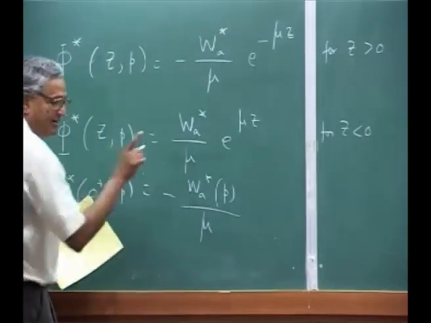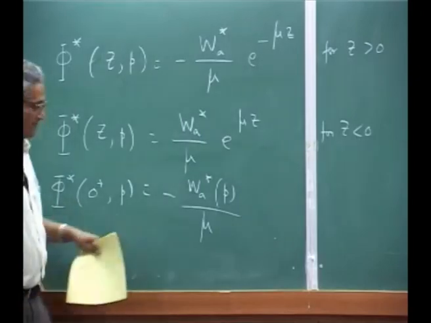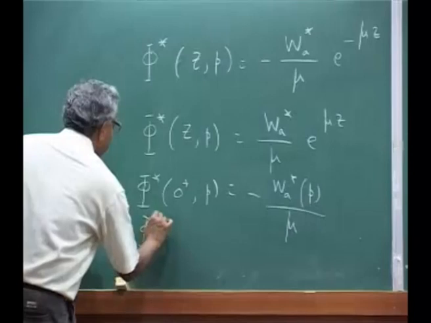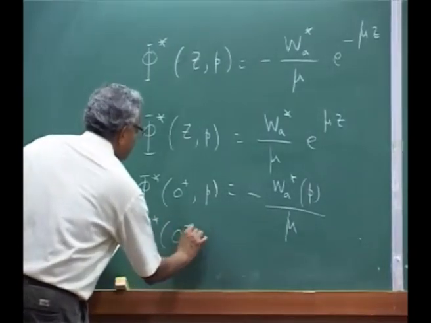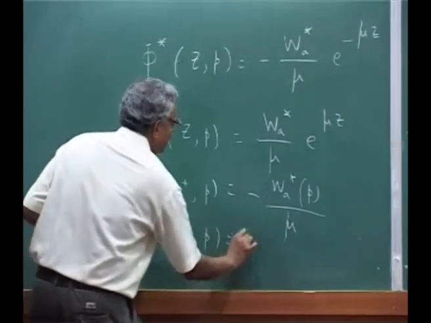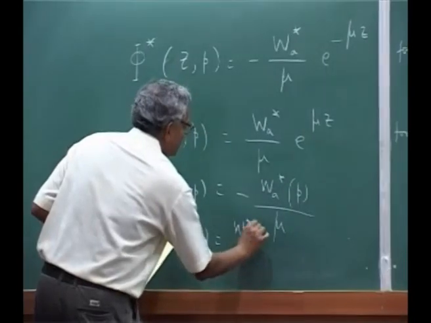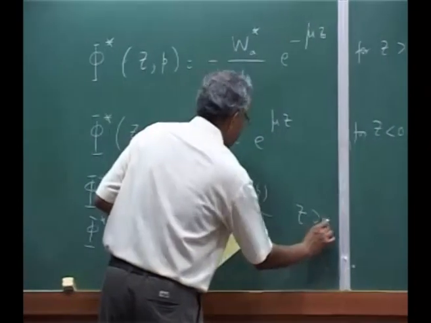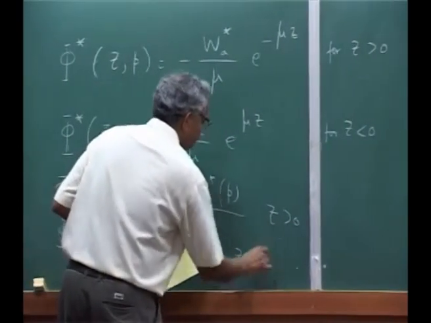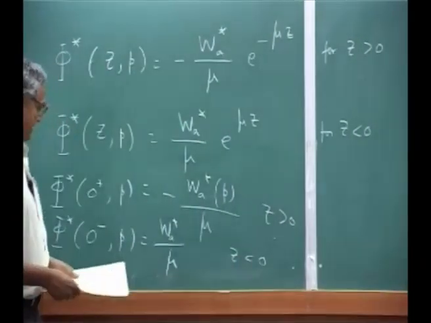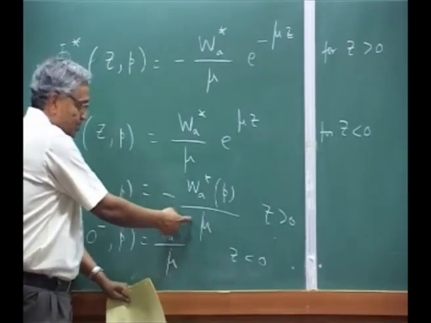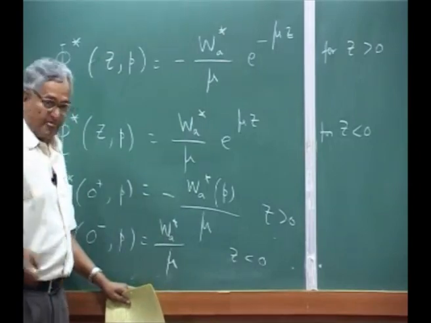which is the velocity at the aerofoil, and similarly phi star at 0 minus comma p, you will have W a star over mu. This is z greater than 0, this is z less than 0. Now this is the product of two Laplace transforms, because mu is a function of p.